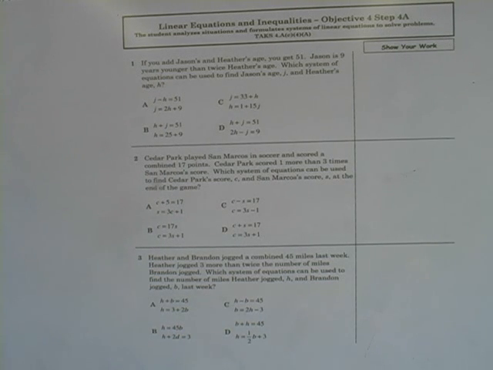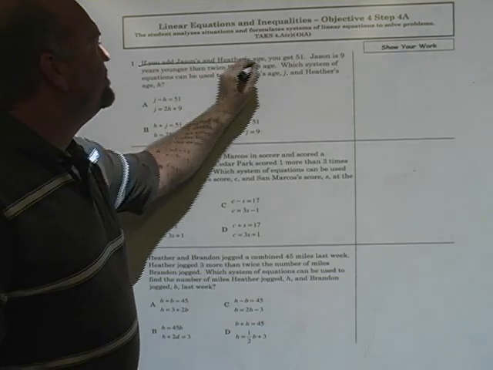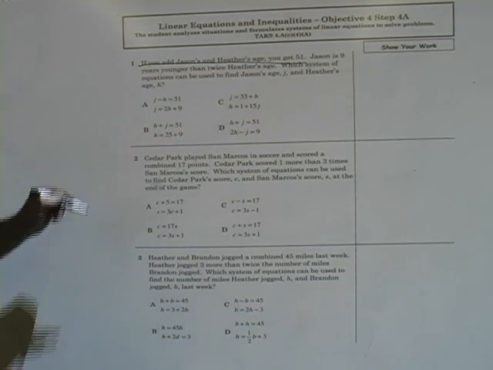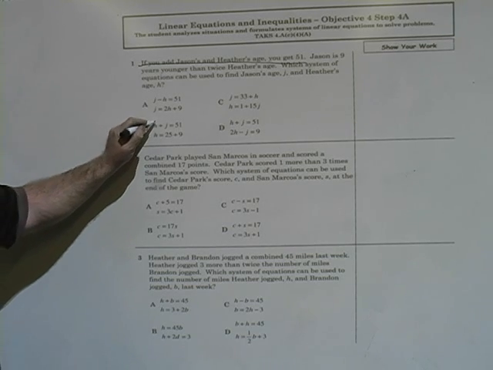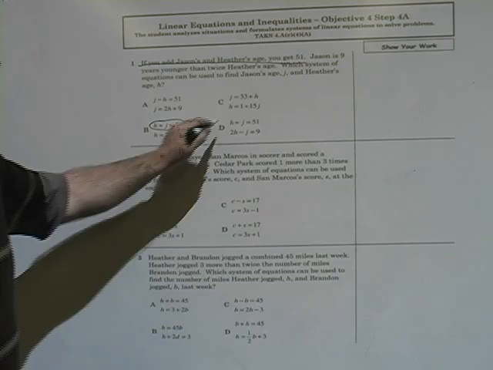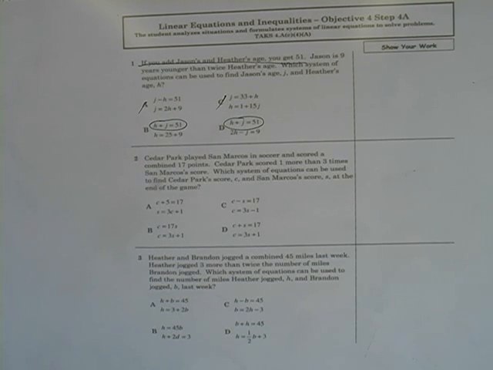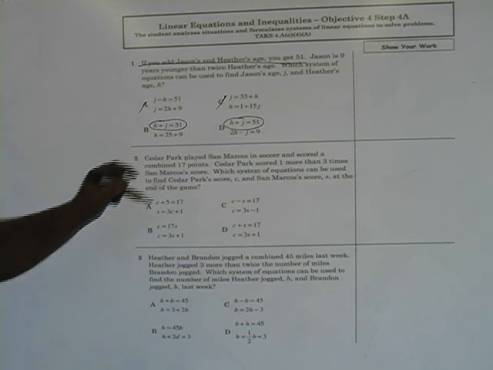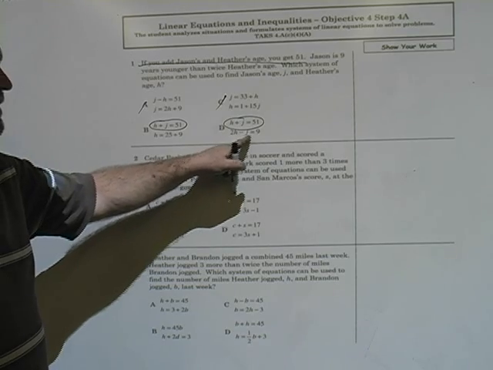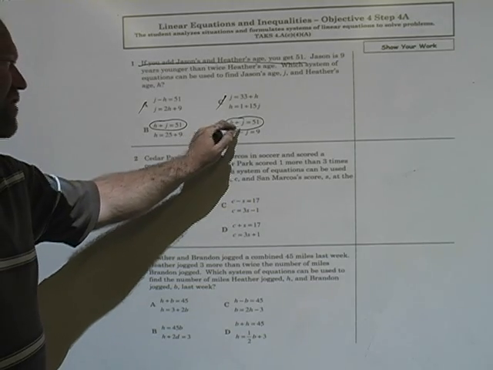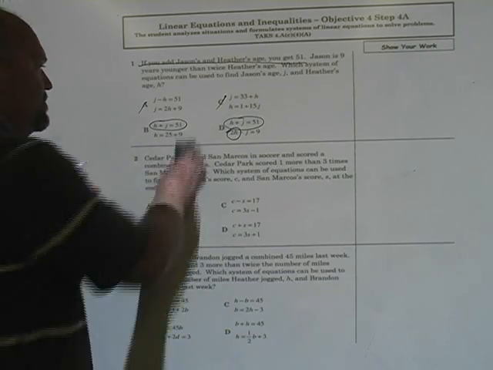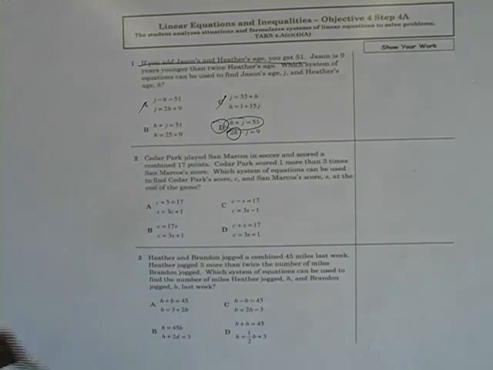Number 1. If you add Jason's and Heather's age, you get 51. J plus H equals 51. Got it right there, and we've got it right there. So it's one of those two. And it also says Jason is 9 years younger than twice Heather's age. This is the only one that has anything about twice Heather's age, so D is the answer.